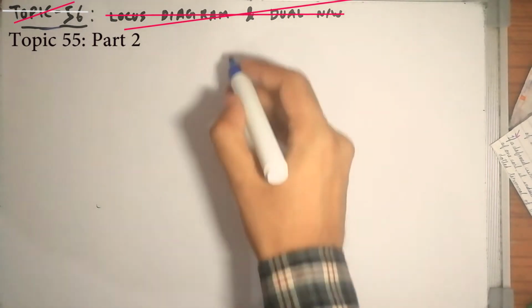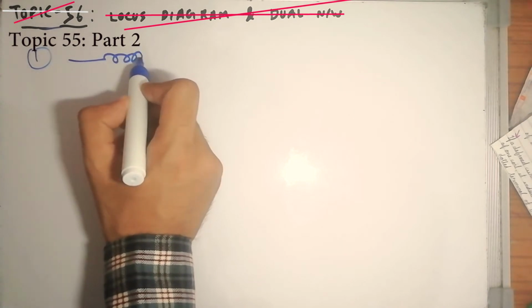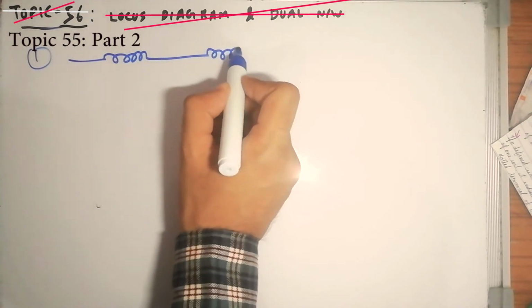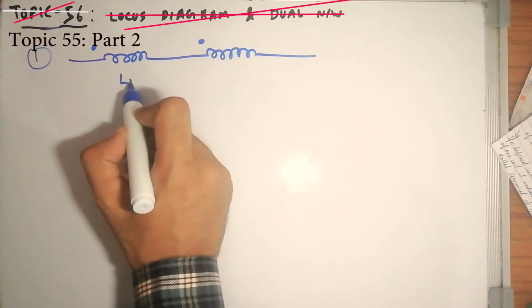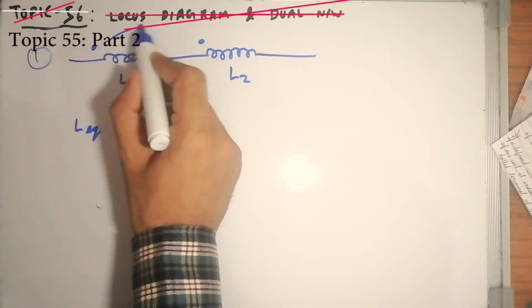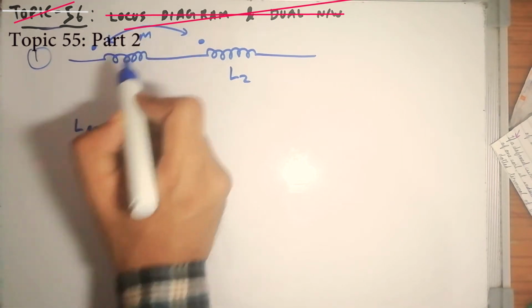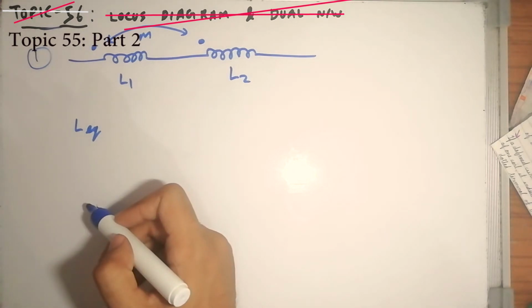Now I will give you the concluding points for finding the equivalent inductance. If the question is given like this, where this is L1, this is L2, and you are asked to find L equivalent, and it is given that the mutual inductance is M. How will you find it?